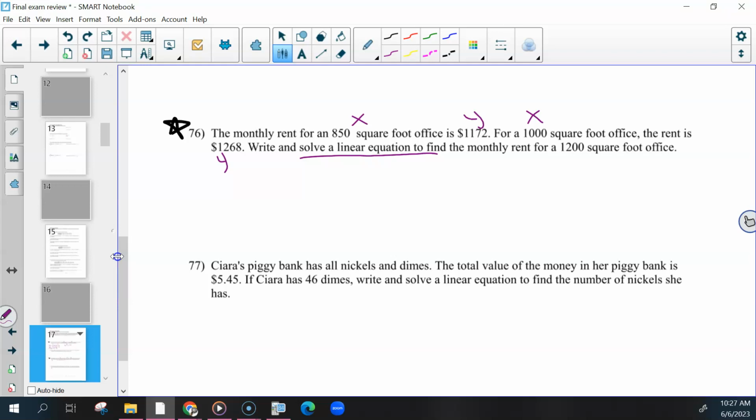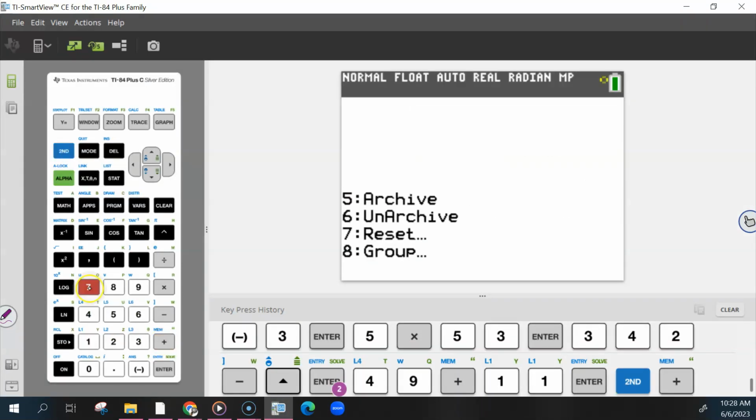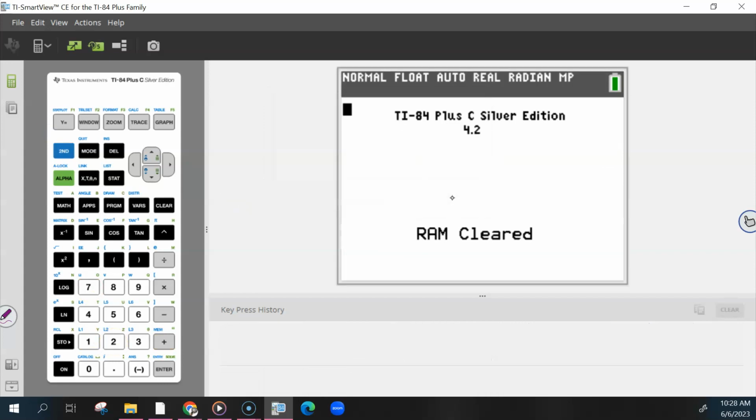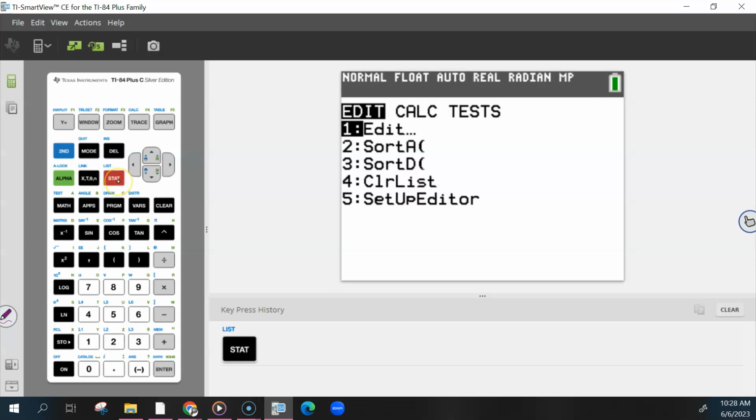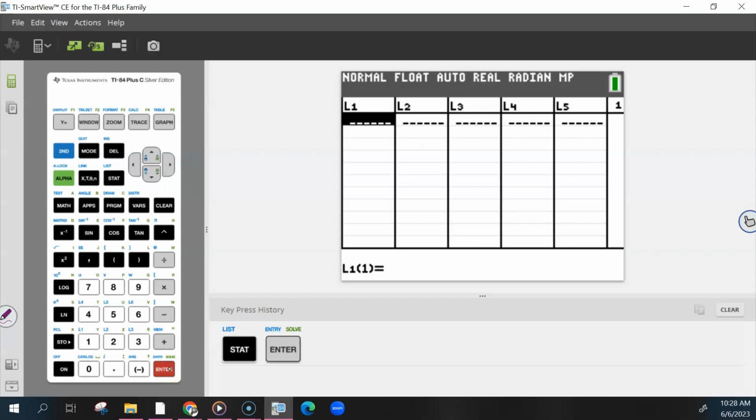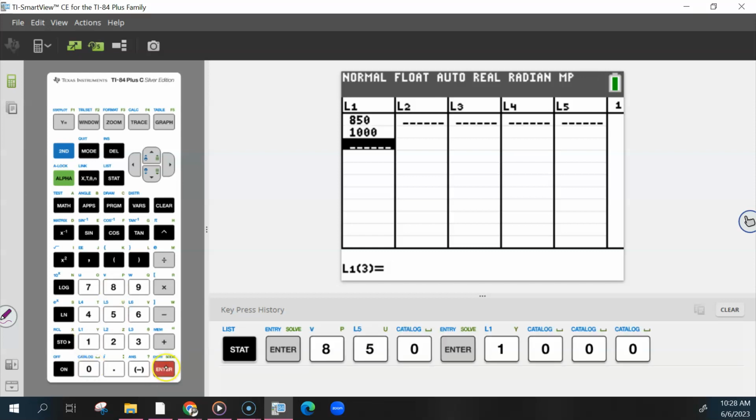So if you think back to how we were doing the line of best fit stuff last class, in the calculator we're going to do that same thing. So reset your calculator first, second plus 7, 1, 2. And then we're going to go into stat, into edit, so 1 or enter. And you're going to put those x values in L1 and those y values in L2. So 850 and 1000 in L1. And 1172 and 1268 in L2.